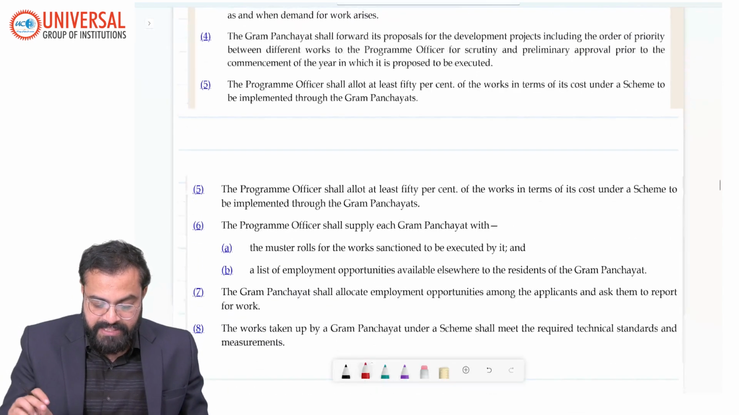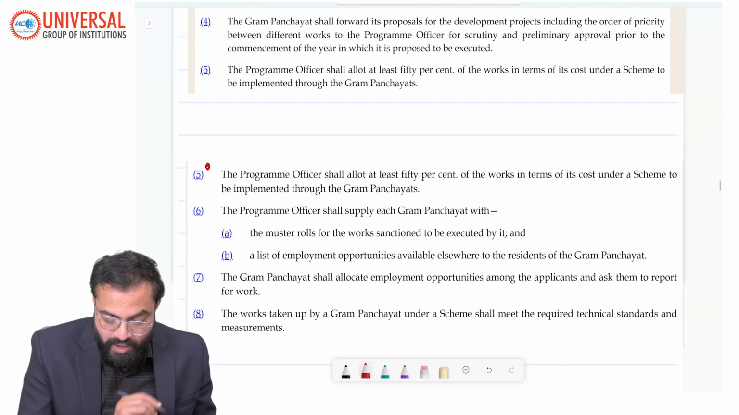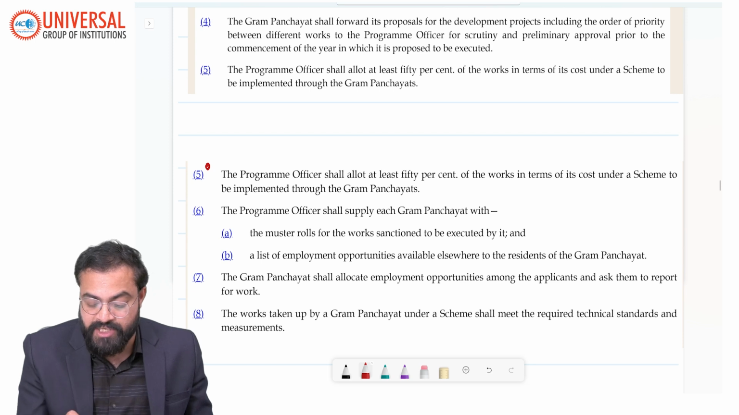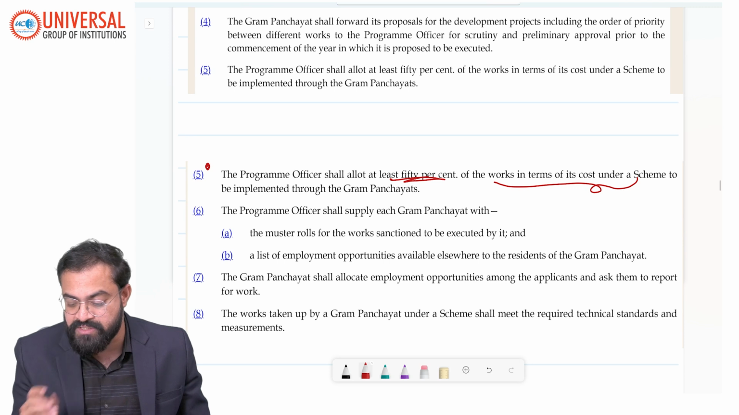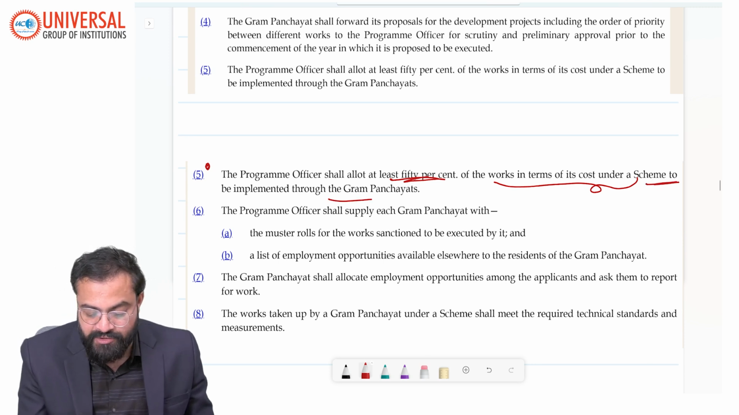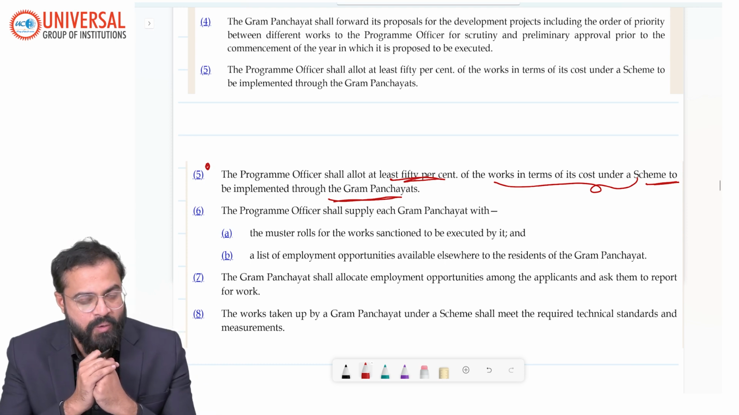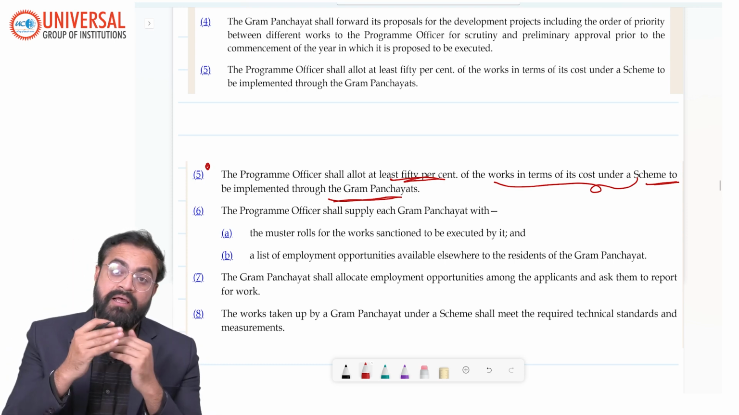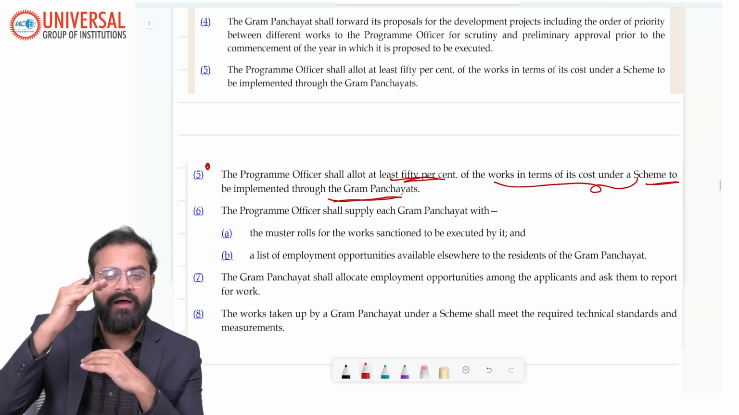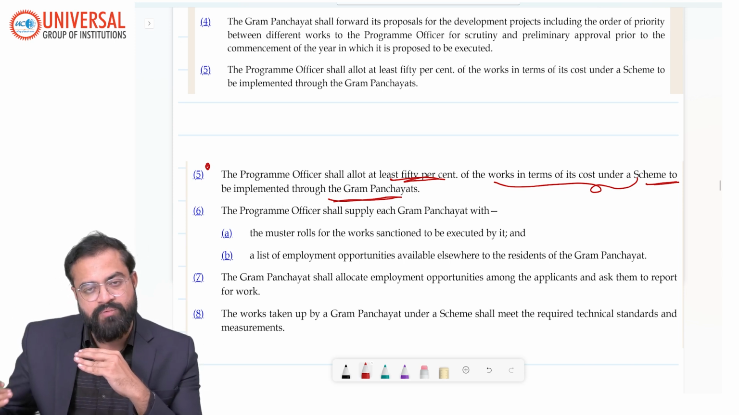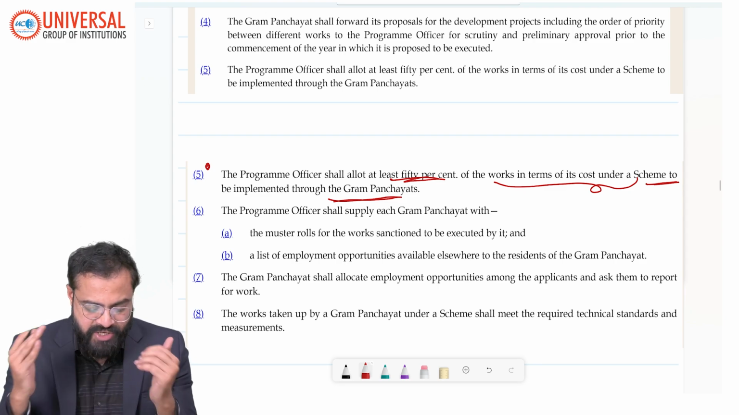What do I mean by that? Can you see very clearly, the program, clause number 4, the program officer shall allot at least 50% of the works in terms of its cost under the scheme to be implemented through the gram panchayat. So gram panchayats have been envisaged a greater role in selecting the project, by putting forward the proposal before the grama sabha. So grama sabha, grama panchayats, and then the PO, that is the program officer, and similarly the proposal will be forwarded to the intermediate panchayat level.